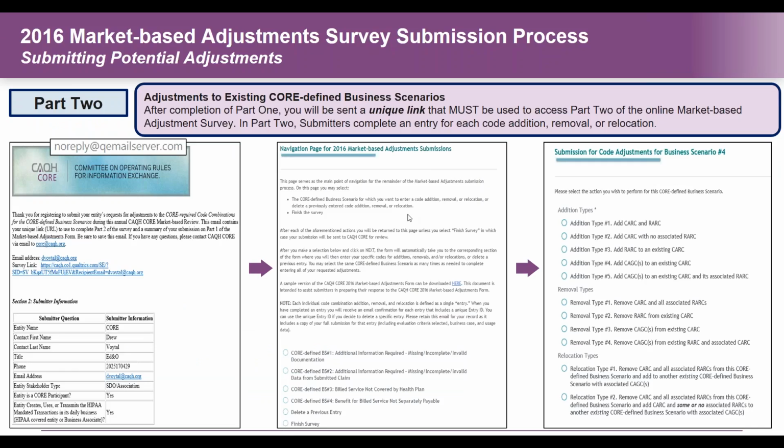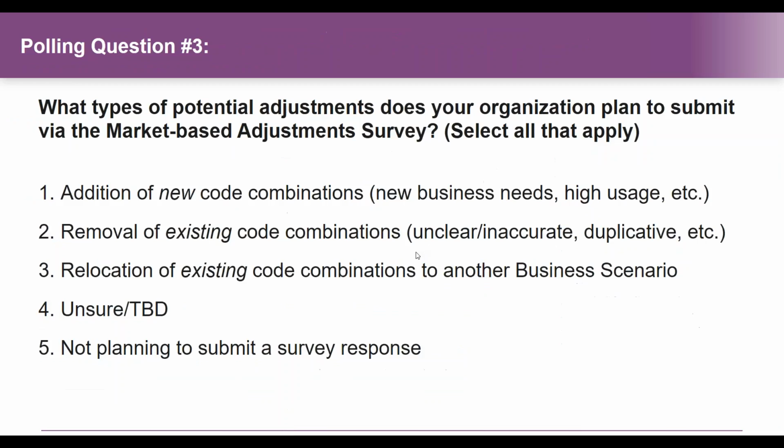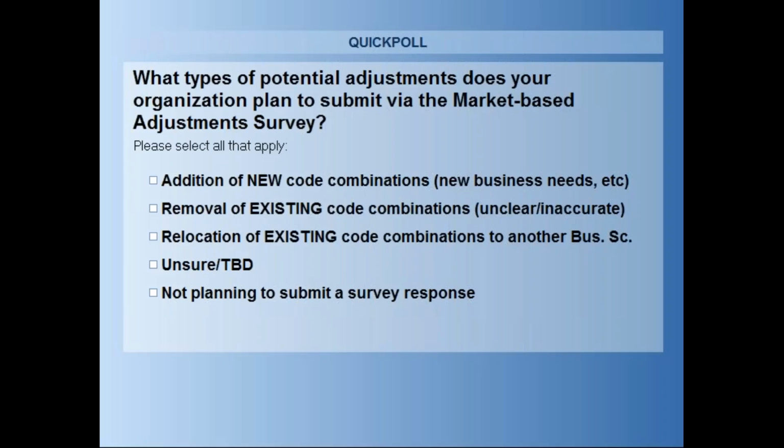Great. Wonderful. And let me just take a brief moment here. My screen should be back. And now we're on to our third and final polling question of the webinar. And I will ask it and then launch the poll for everyone to respond. And this one asks, what types of potential adjustments does your organization plan to submit via the market-based adjustment survey? And stand by, and I will launch that right now.